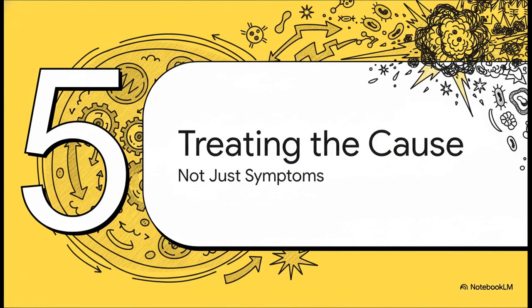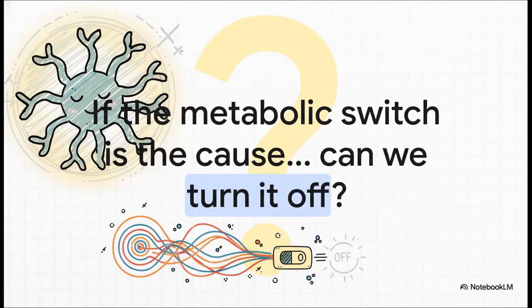So what does all this mean for the future? Well, this discovery gives us a completely new way of thinking about how to treat allergies. If we understand the engine, maybe we don't have to spend all our time just cleaning up the mess it makes. And that is the multi-billion-dollar question, isn't it? If we can actually target this metabolic reprogramming, could we convince that dendritic cell to just stand down before it ever gives the order to attack?